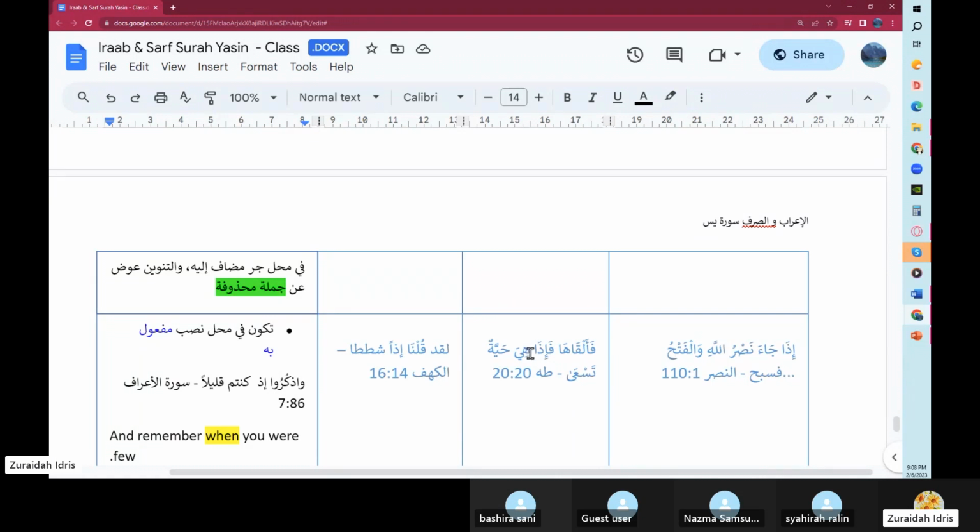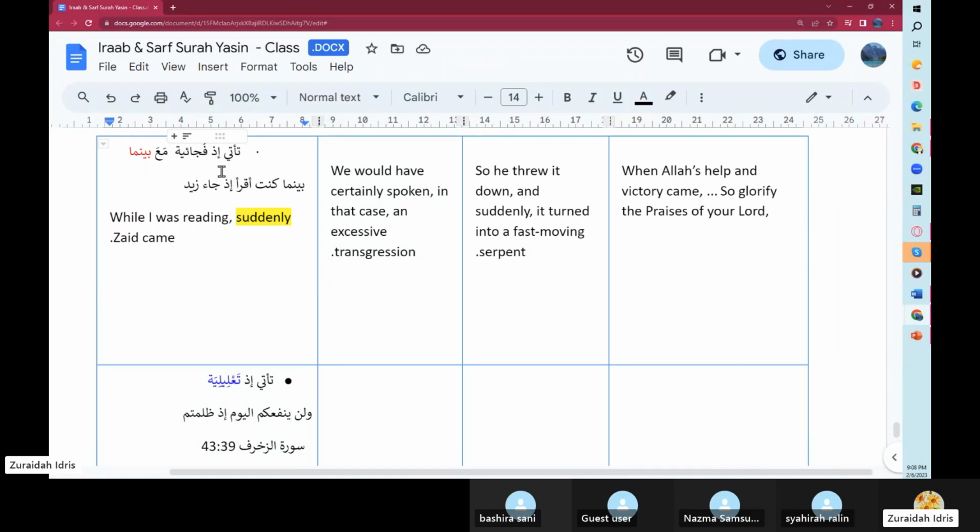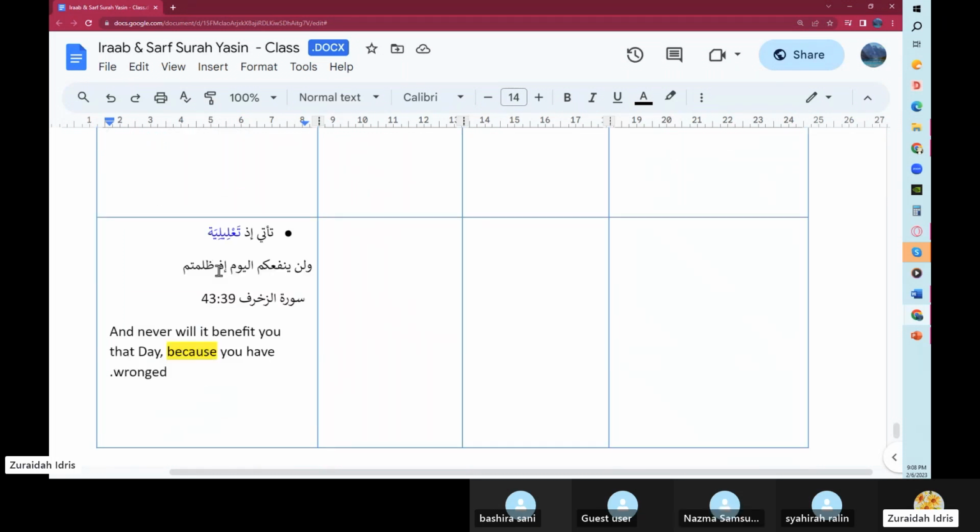And what follows the iza is usually a mubtada. In this case, the mubtada is here. Yeah. So that was one. You can also have iz for fuja'iyyah, and the translation would still be the same, but for that to happen, it comes with bainama. Yeah, comes with bainama. So bainama kuntu aqra'u iz ja'a Zaid. Yeah, while I was reading, suddenly Zaid came. And then the fourth way we can use iz is when it's explaining something, but this translation can also be when.